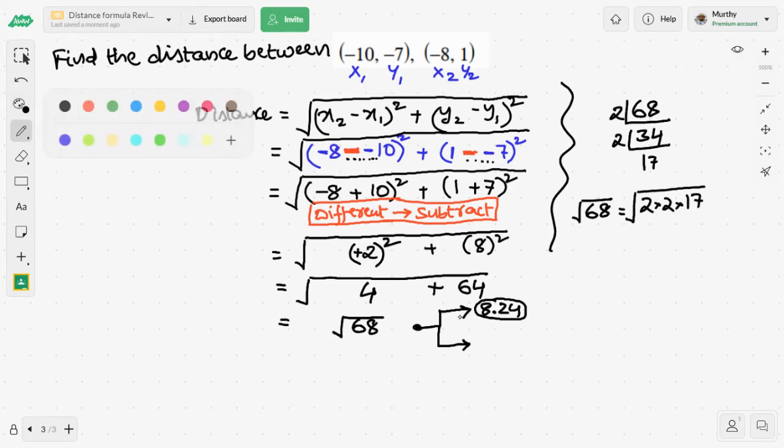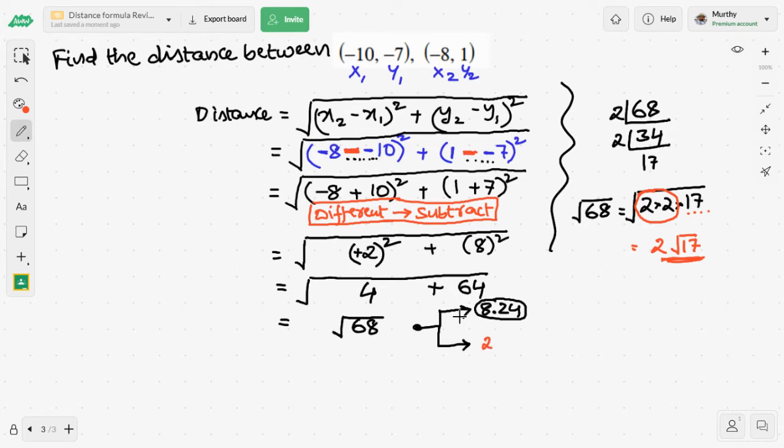Here I see a pair, or else I can say the square root of 4. What does square root of 4 mean? You know that it is 2, right? And square root of 17 cannot be computed, therefore it is 2 root 17. That's the value of 68.